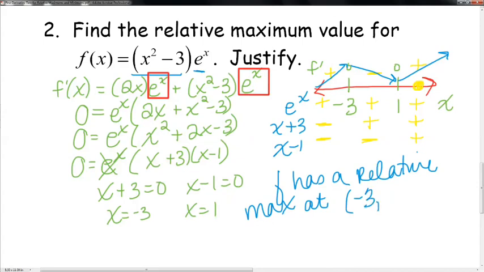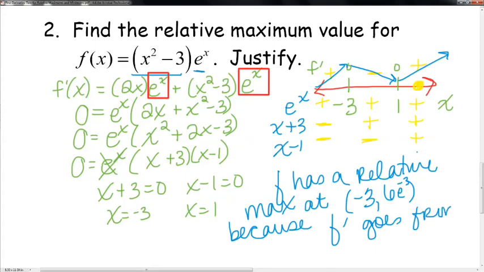we'll go ahead and put in the point. So negative 3, comma, plug in the original, which is going to be, let's see here, negative 3 squared is 9, 9 minus 3 is 6, so 6 e to the negative 3, we'll go ahead and write it like that. That'll be your y value, and this is because f prime goes from positive to negative.